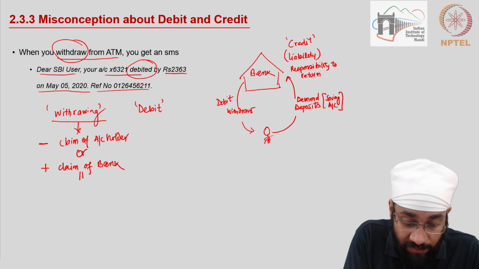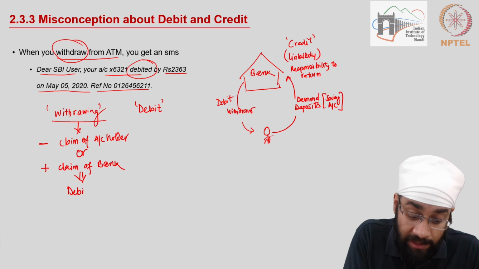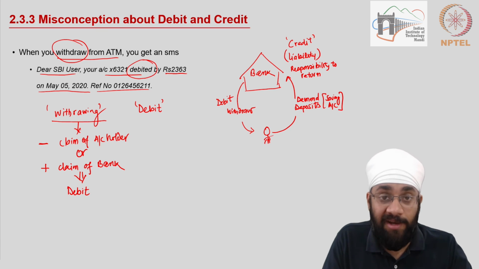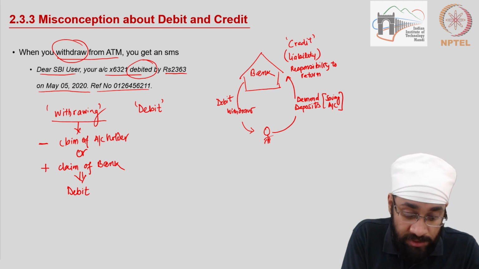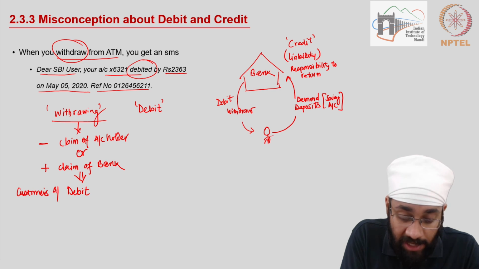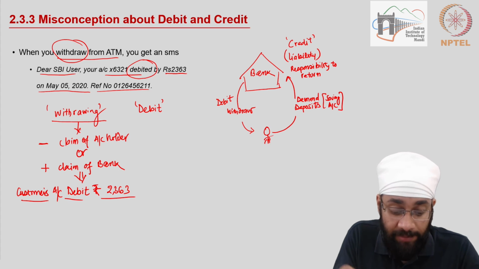And when the claim of the bank is going up, the bank will show it by writing debit. Where does it write debit? Against your name, against the account holder's name. So it will say customer's account is debited by whatever this amount is, 22363. It gives it a debit, right?